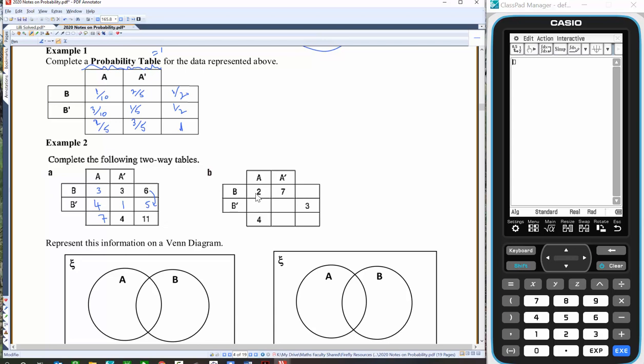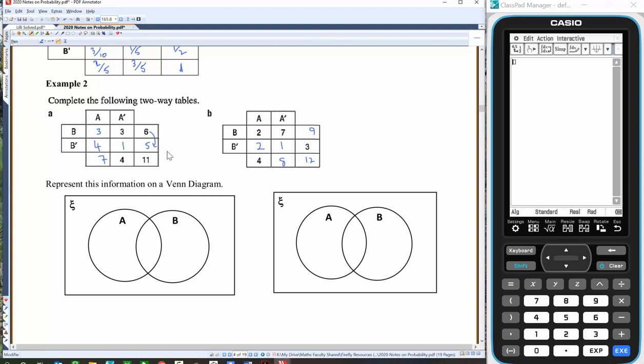All right, now we've got 2 and something equals 4. 2 and 1 equals 3. 2 and 7 equals 9. 9 and 3 equals 12. 4 and 8 equals 12. And let's just check that it works. 7 and 1 equals 8. Working nicely. Let's whack both of these two-way tables into a Venn diagram.